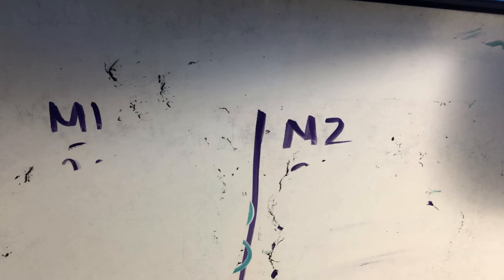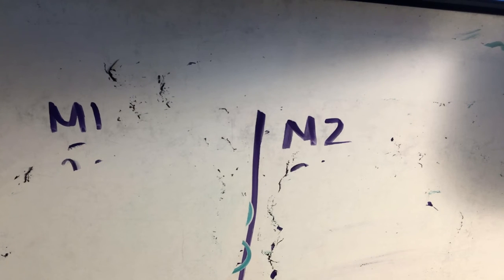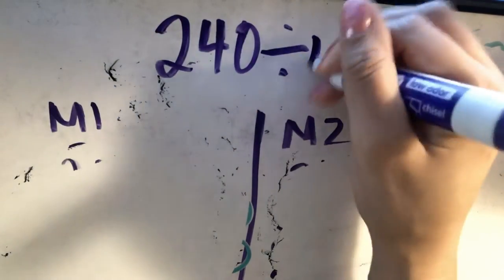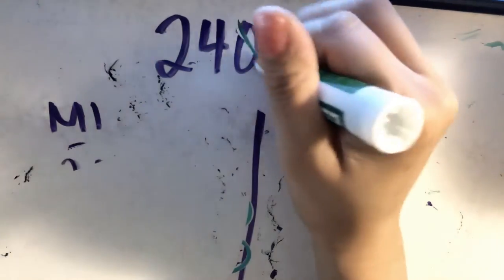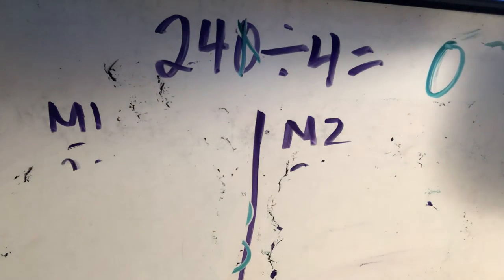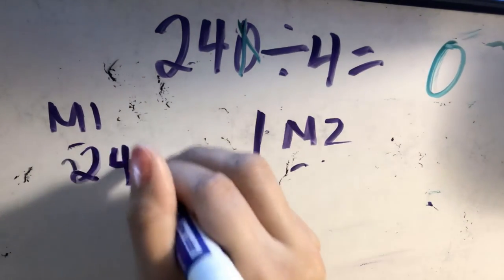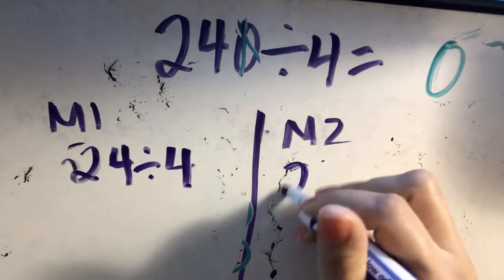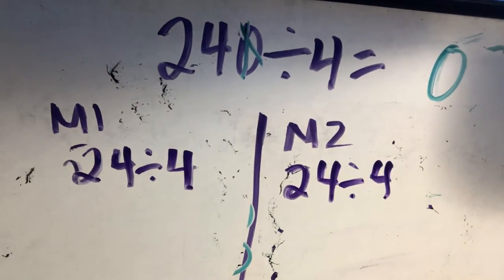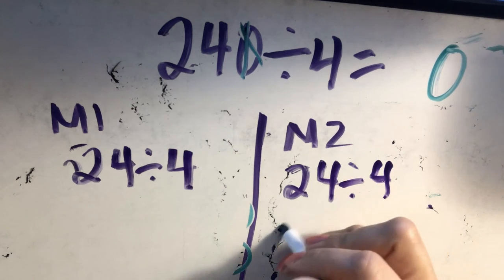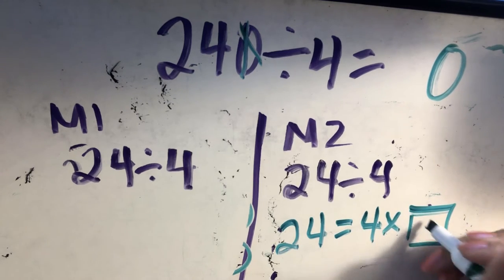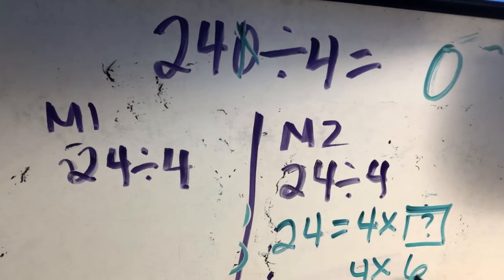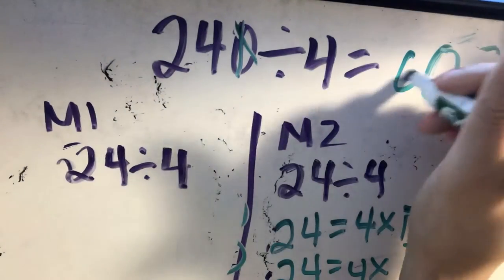Okay, now you have 240 divided by 4. So 240 divided by 4 equals. Okay, first step, take out the 0, prop it over here. Next step, rewrite 24 divided by 4. I'm going to do method 2 first because it's just quicker. 24 equals 4 times what number? You said that number was 6. It was 4 times 6, correct. So our answer should be 60.